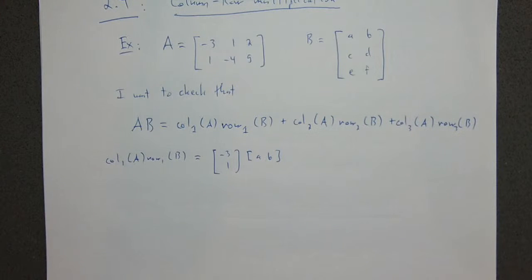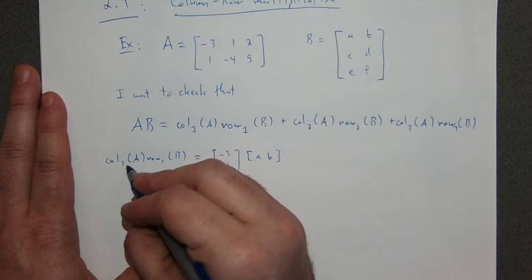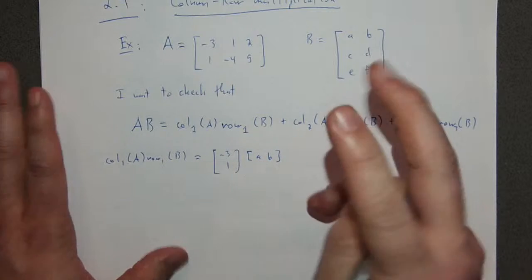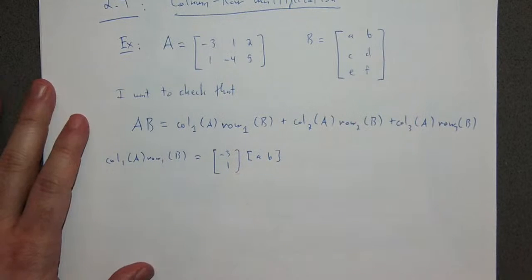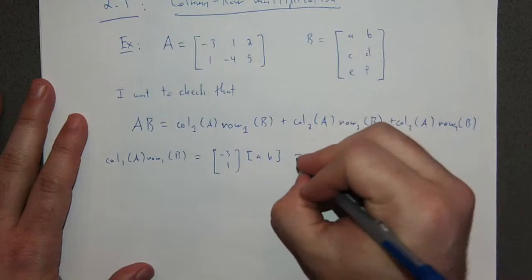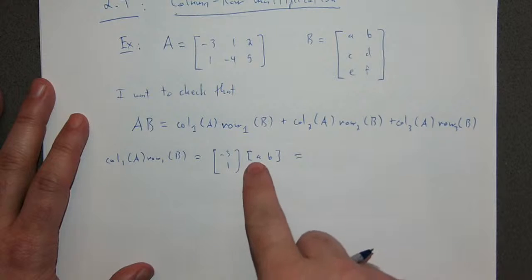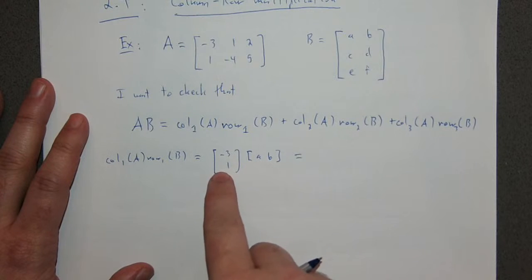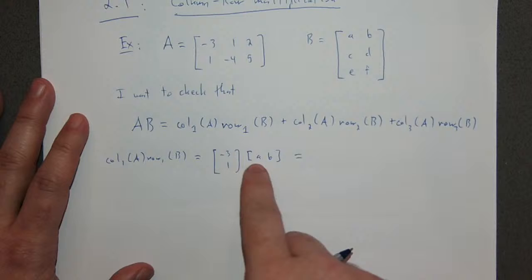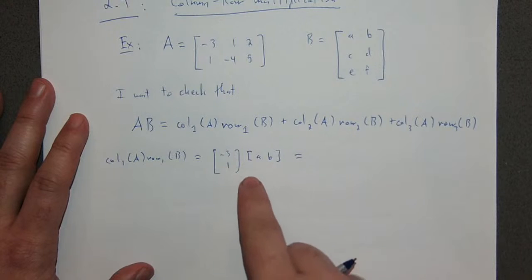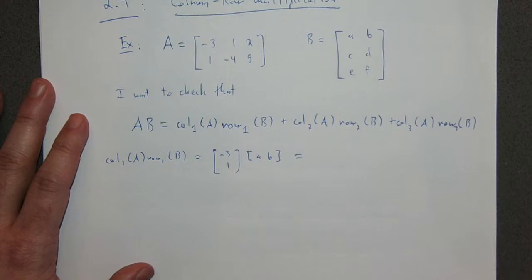Okay, so I write them like that. Now, what do I mean when I say column 1 of A times row 1 of B? How am I multiplying these? It's not the normal multiplication, right? I mean, it couldn't be. This is a 1 by 2. This is a 2 by 1. This is a 1 by 2. But what would that give me? So this should give me a 2 by 2, right? And what 2 by 2 should it give me?